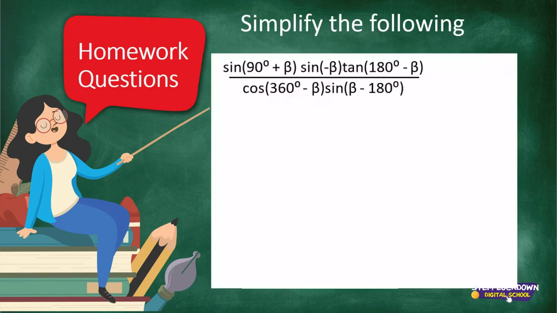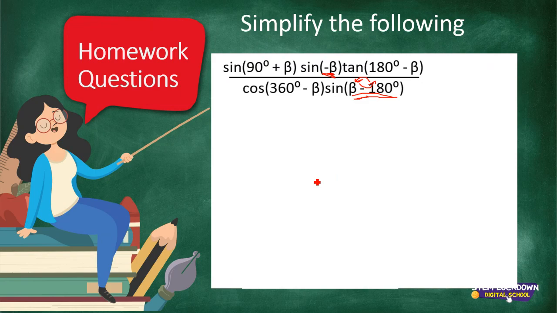Question 3, we are simplifying again. Standard rules remain. We are simplifying sine of 90 plus beta, sine of minus beta. Here's a little special angle that I discussed with you guys a few minutes ago. We have tan of 180 minus beta, divided by the cos of 360 minus beta times the sine of beta minus 180 degrees. Hoping none of you thought this was an error. It's definitely not an error. We have a swap around from what we usually see.